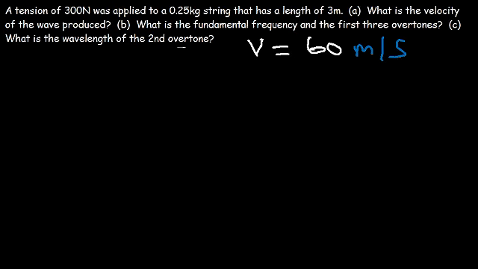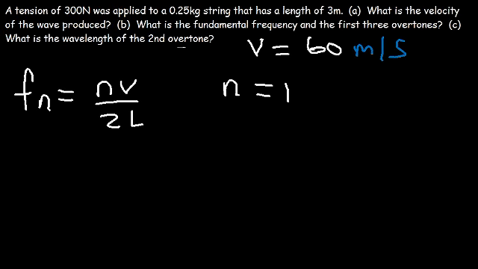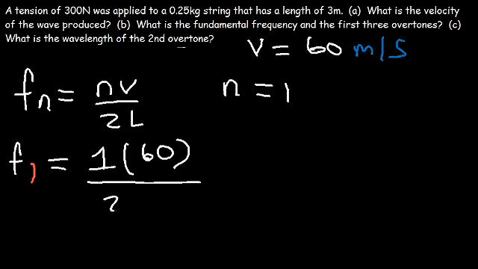Now what about part B? What is the fundamental frequency? And what is the frequency of the first three overtones? Now, the equation that we can use to find the fundamental frequency is this equation. Fn is equal to nv divided by 2L. Keep in mind, for the fundamental frequency, n is 1. So we're looking for f sub 1, where we have one loop in the standard wave pattern. So we have the speed, which is 60 meters per second, and we know the length of the string, which is 3 meters. 2 times 3 is 6, 60 divided by 6 is 10. So the fundamental frequency is 10 hertz.